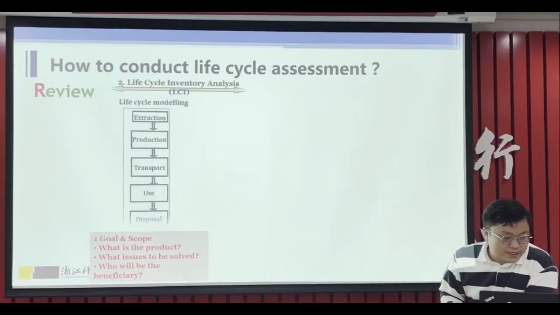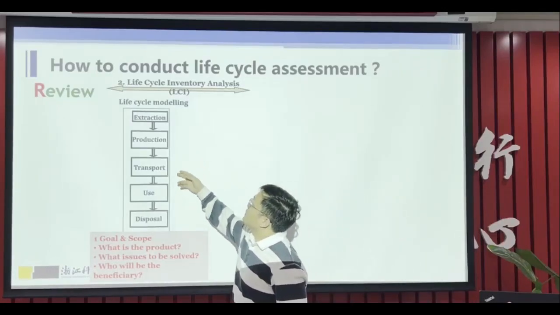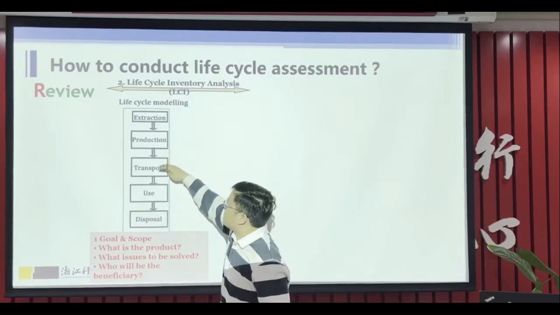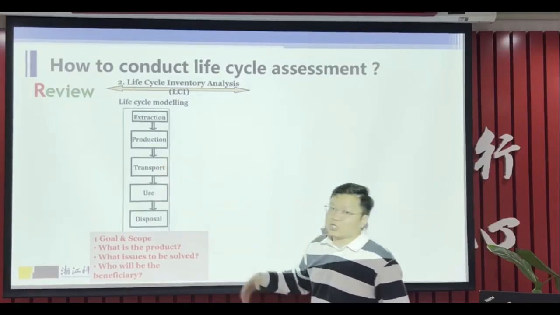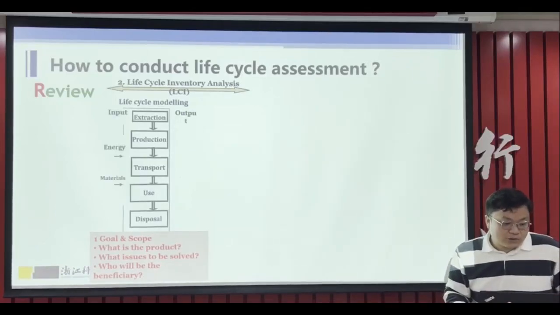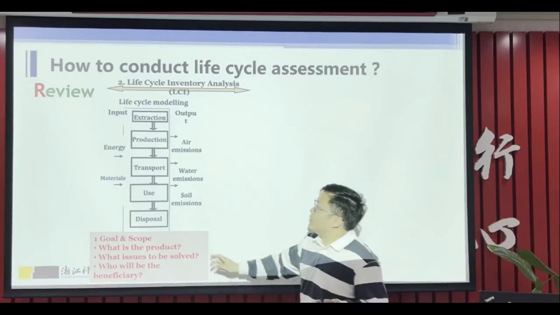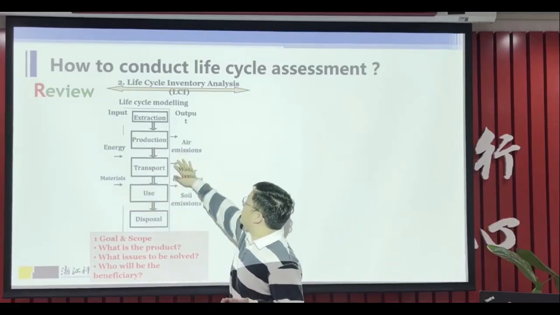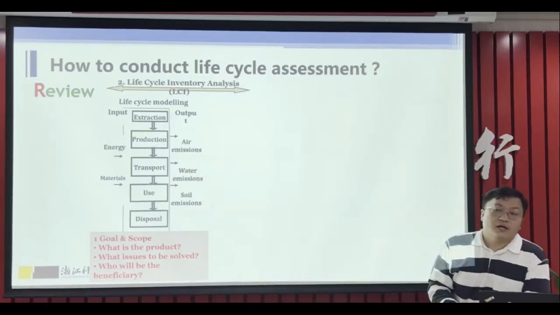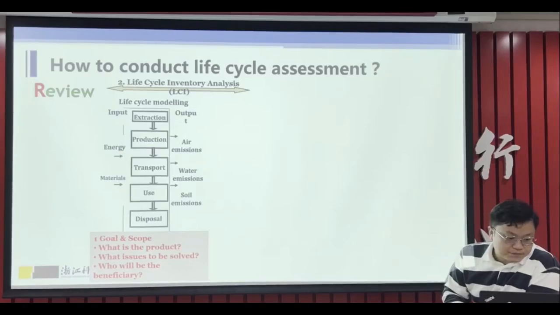And the second step is the collection of the modeling data. For example, the extraction of the materials, the production, the transportation, the use, and the disposal stage. We should collect all the input and output energy and materials data, for example, the energy and materials input, and the air emissions, water emissions, and soil emissions output. We should collect all the process data.